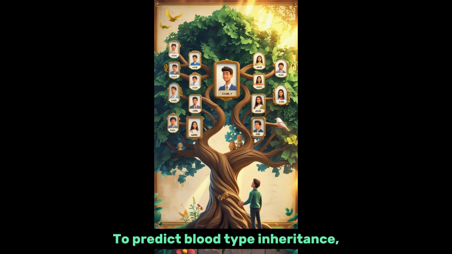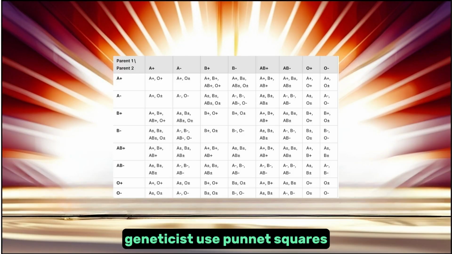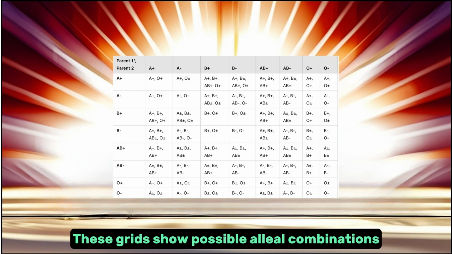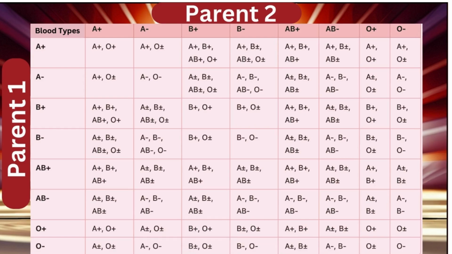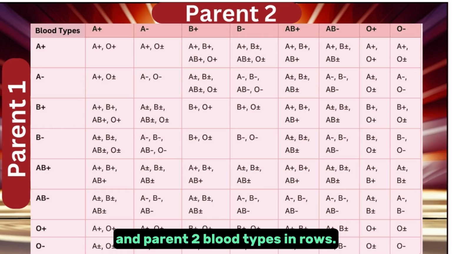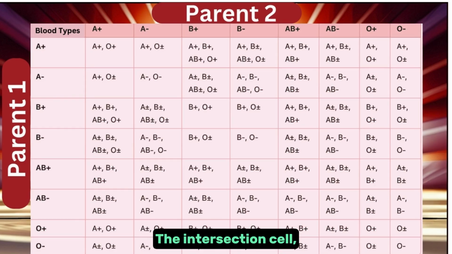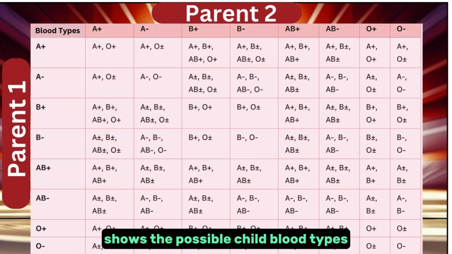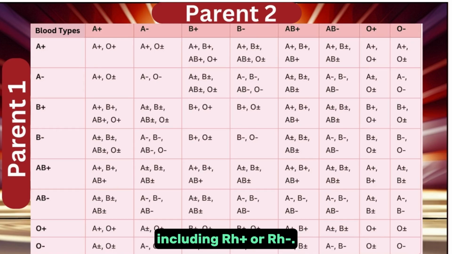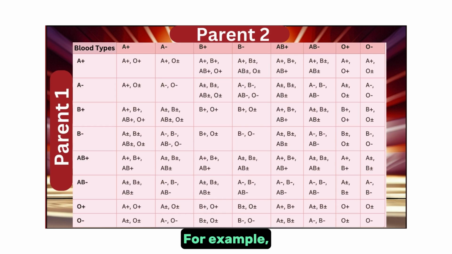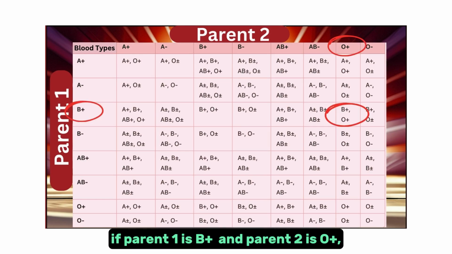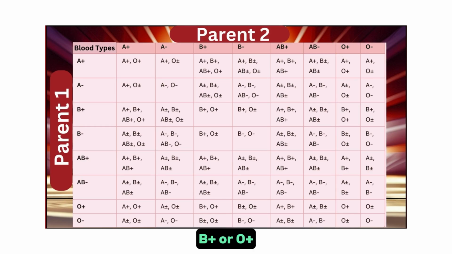To predict blood type inheritance, geneticists use Punnett squares. These grids show possible allele combinations from both parents. For your understanding, I have broken it down into an easy table form. Parent 1's blood type is in rows and parent 2's blood type in columns. The intersection cell shows the possible child blood types, including Rh factor. Plus or minus means the Rh factor could be positive or negative, depending on genetic inheritance. For example, if parent 1 is B positive and parent 2 is O positive, the child can be B positive or O positive.